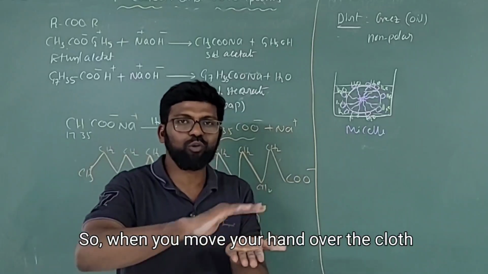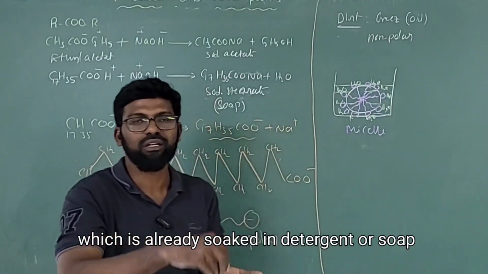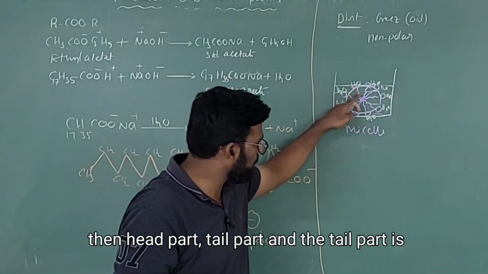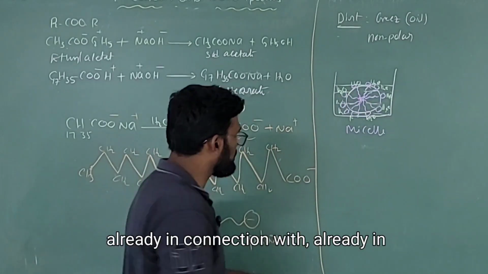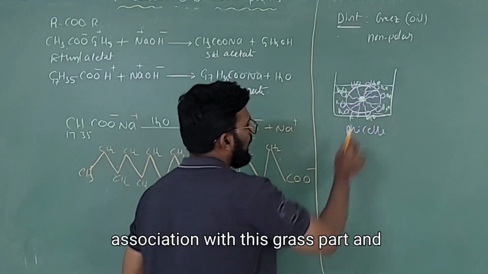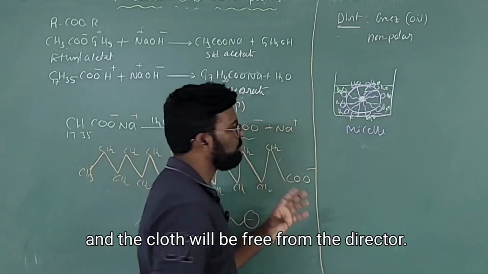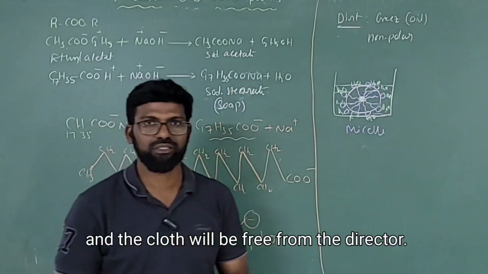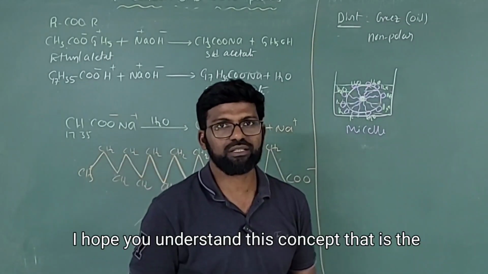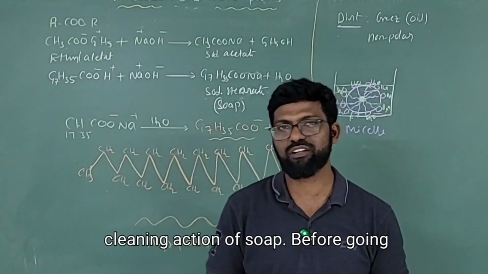So when you move your hand over the cloth, which is already soaked in detergent or soap, then head part, tail part, and the tail part is already in association with this grease part, and everything will come out and the cloth will be free from the dirt. This is the simple cleaning action of soap. I hope you understand this concept, that is the cleaning action of soap.